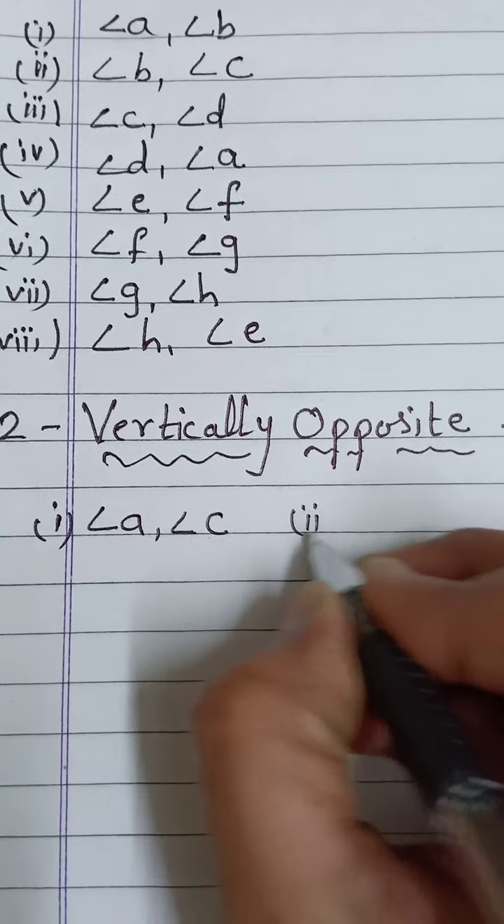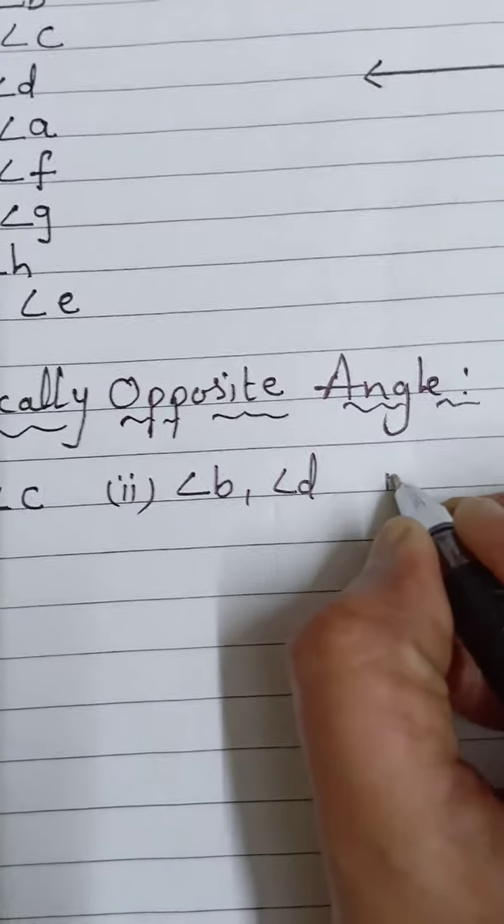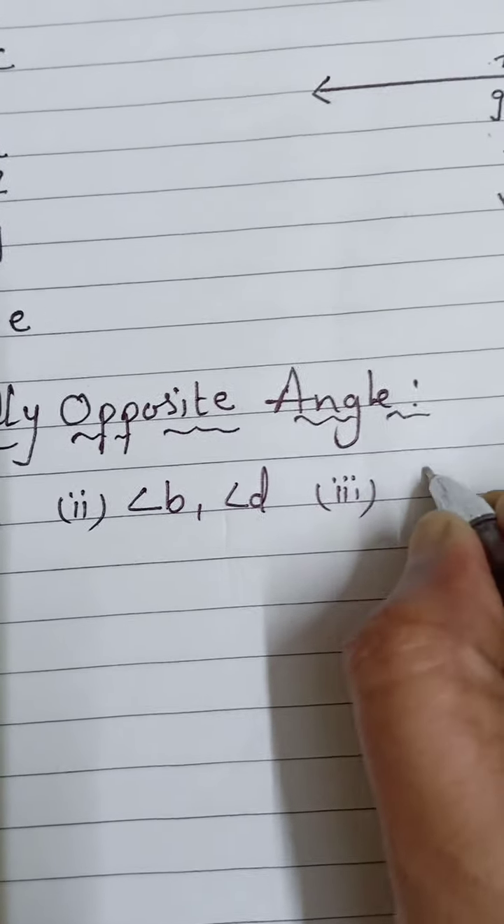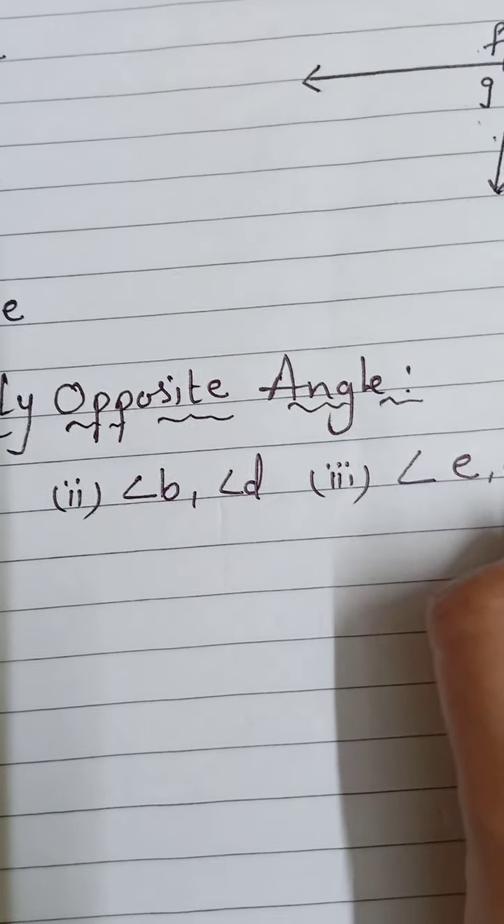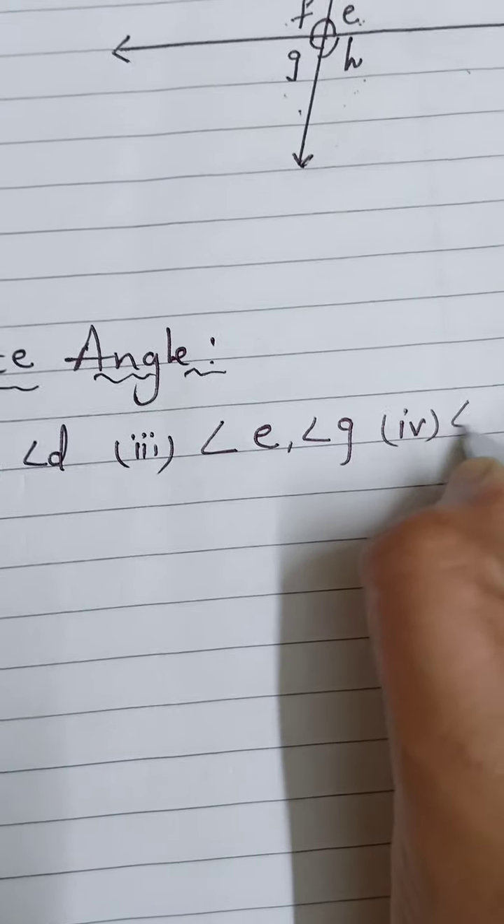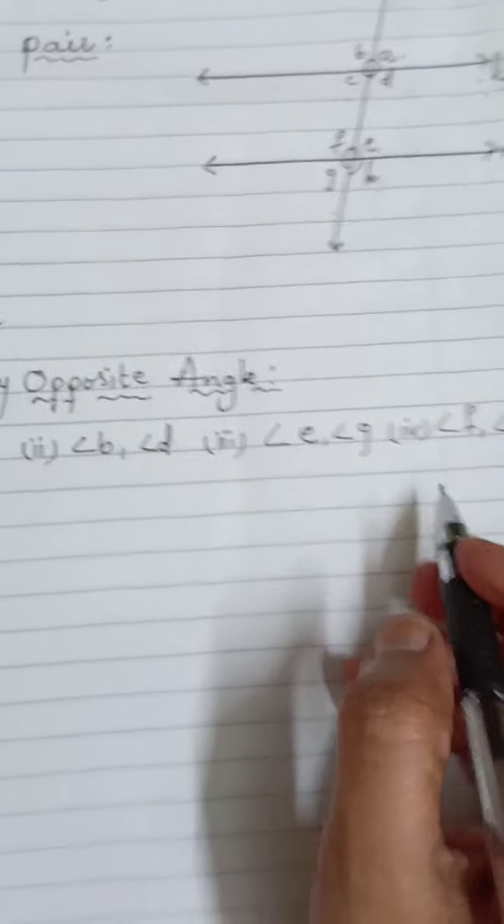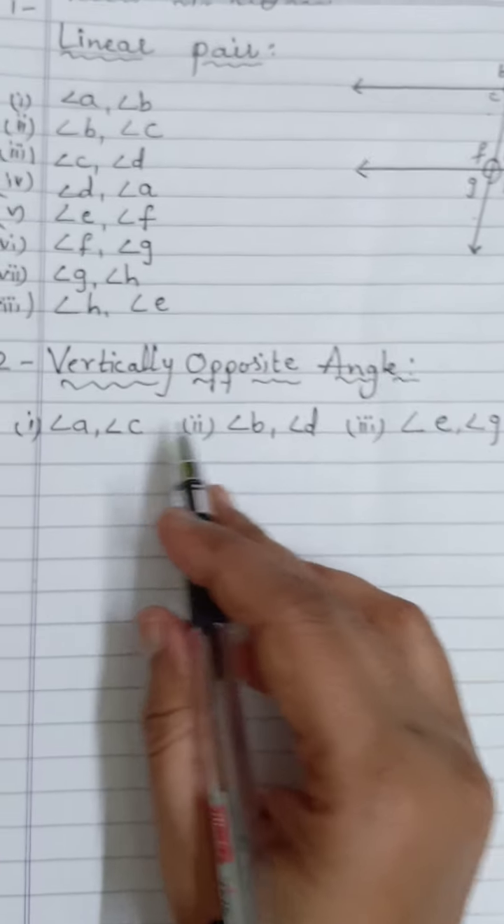Then the second pair is angle B, angle D. Then the third pair is angle E, angle G. Then the fourth pair is angle F, angle H. So like that, a total of 4 pairs are there for vertically opposite angles.